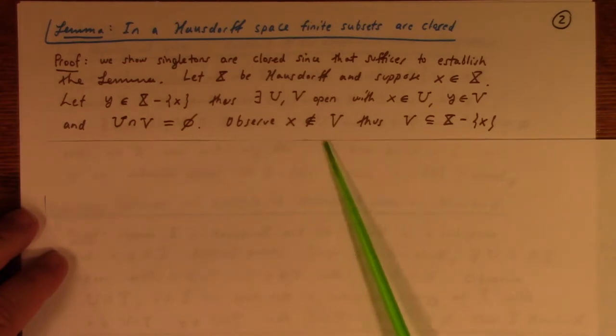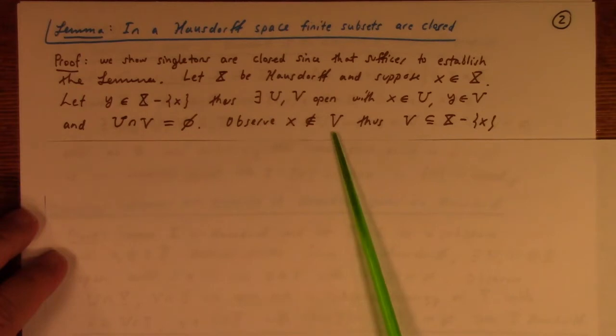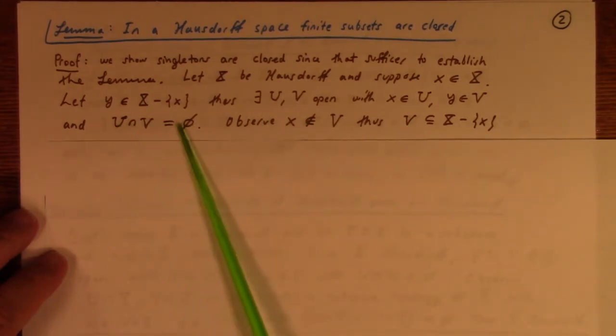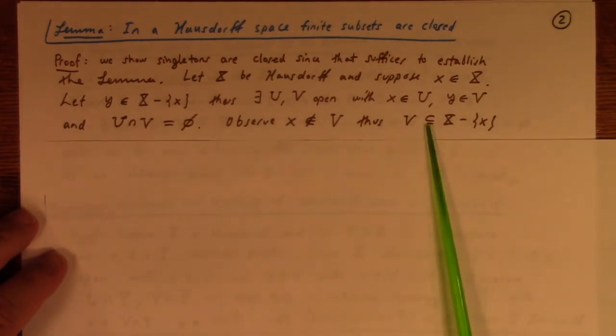But what does that mean? Notice that this implies that x is not an element of V. Right? If x was an element of V, then the intersection would contain x, and we know that's not the case. So x is not an element of V, which then means that V is actually a subset of the complement of the singleton {x}.